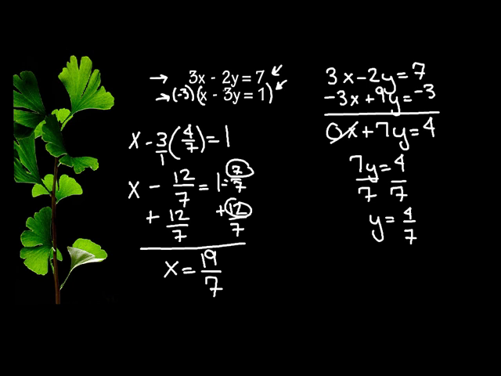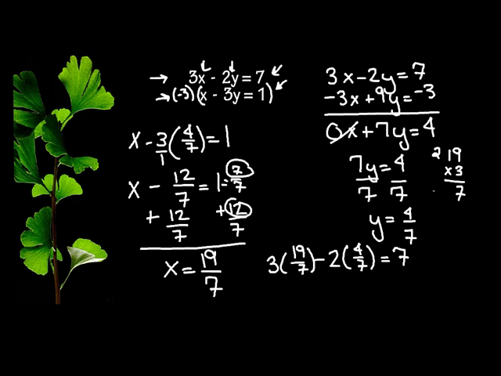So let's check it. I'm going to use the first equation. And hopefully when we put in x and we put in y, we'll end up with a 7. That means we did it right. So 3 times x, which is 19/7, minus 2 times y, which is 4/7, hopefully will equal 7. So here, well, 3 times 19. Well, I'm going to have to do that one over here because I don't know that one in my head. So 3 times 19, 9 times 3 is 27. 3 times 1 is 3 plus 2 is 5. So that's 57/7.